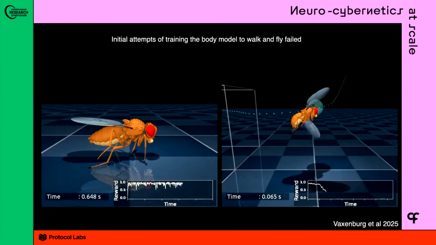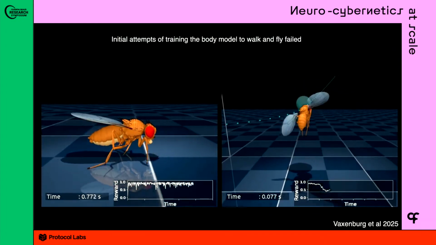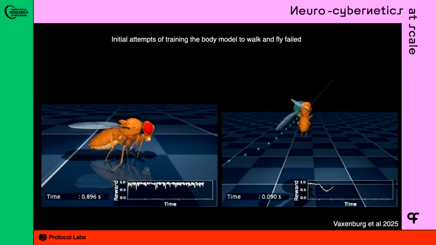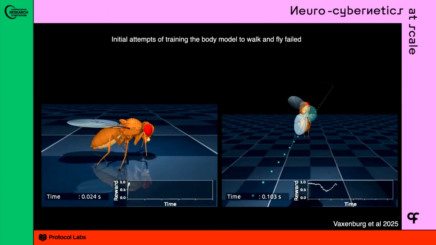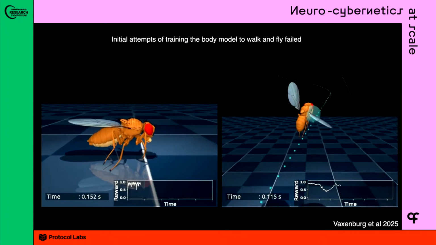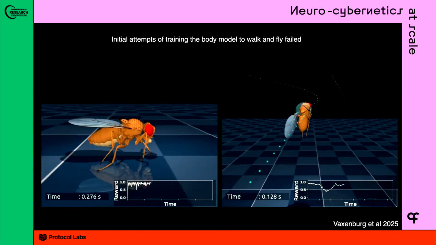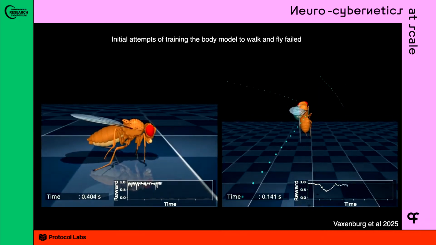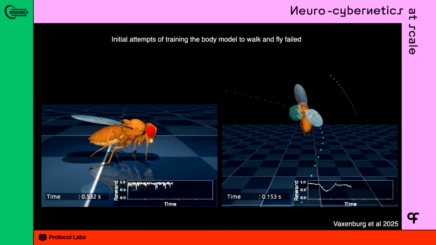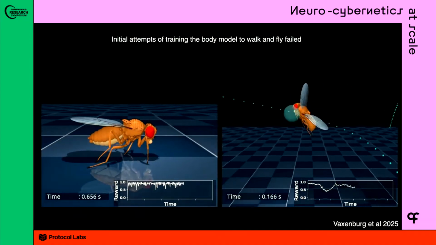But it does it nothing like the way the real fly walks and flies. So that was a big disappointment. We did all this work, and we thought it would just work right away. And our colleagues, the biologists, were saying, just work harder. This has to work.